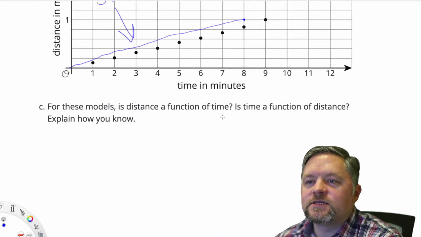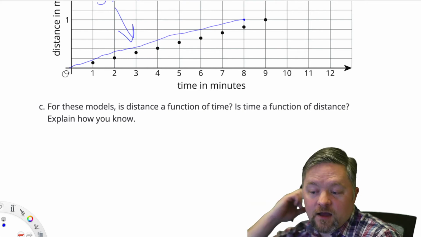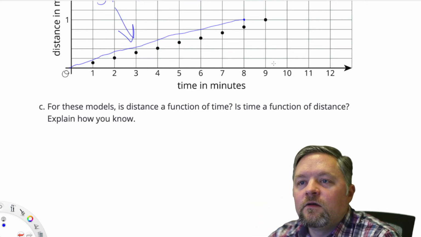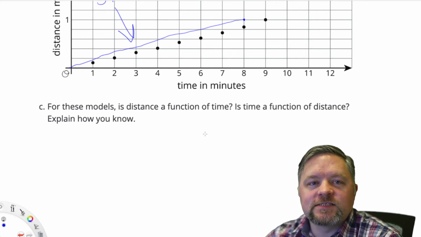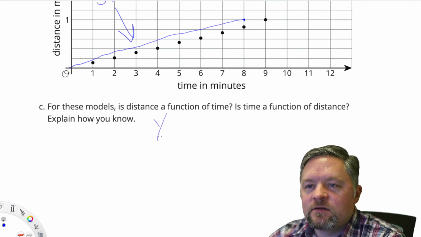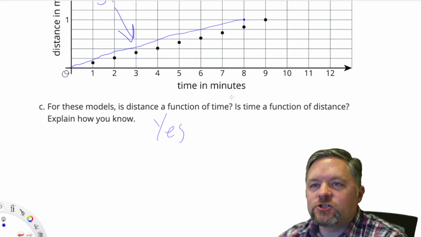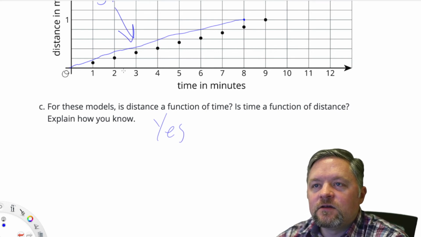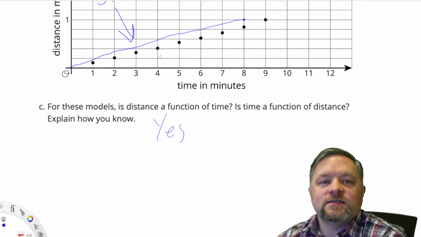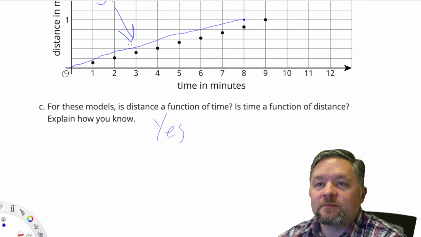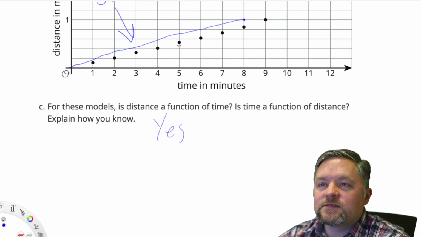For these models, is distance a function of time? For every time, is there exactly one possible distance? Yes. Is time a function of distance? So, for every distance, is there only one possible time? Also, yes. If we look at a distance of 1 mile, that has to take this person 9 minutes. It has to take this person 8 minutes.